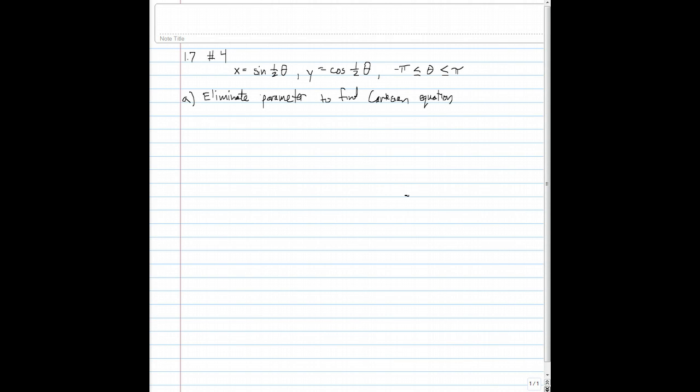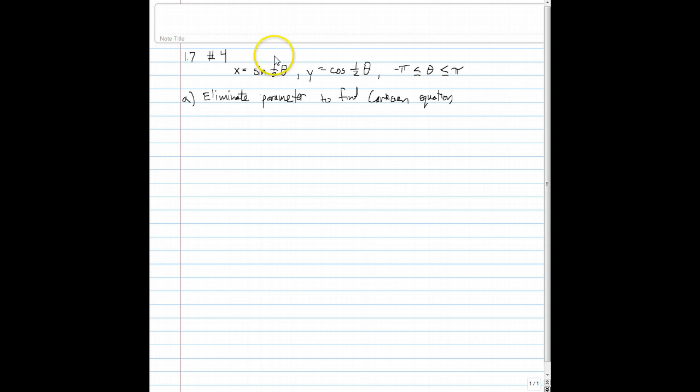So 1.7 number 4 is asking us to, well, the first part is asking us to eliminate the parameter to find the Cartesian equation given the set of parametric equations. x is equal to sine 1/2 theta and y is equal to cosine 1/2 theta on the interval from negative pi to positive pi. So this is a pretty basic one that you'll see often.